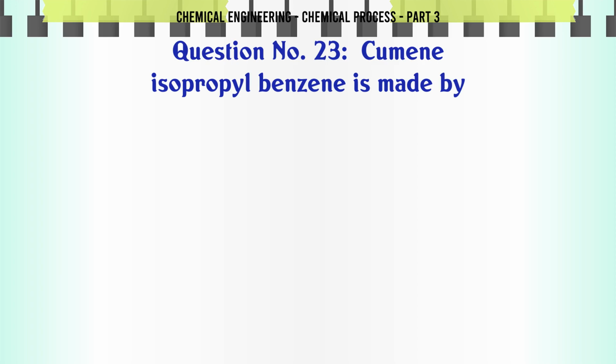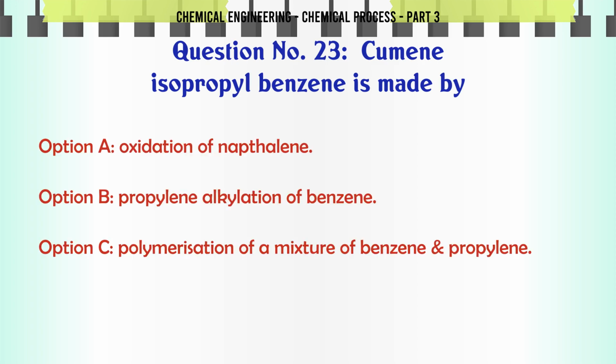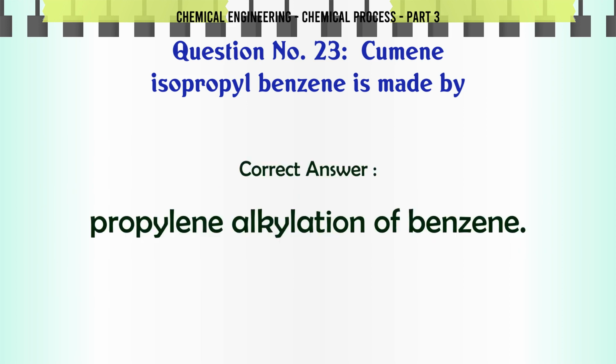Cumene (isopropyl benzene) is made by: A. Oxidation of naphthalene, B. Propylene alkylation of benzene, C. Polymerization of a mixture of benzene and propylene, D. None of these. The correct answer is propylene alkylation of benzene.